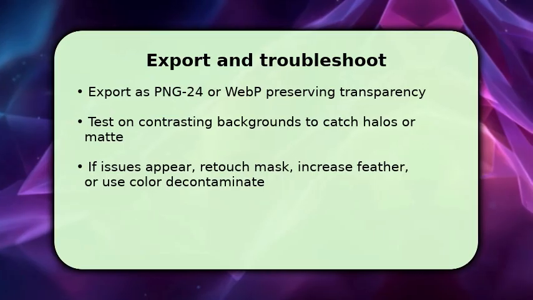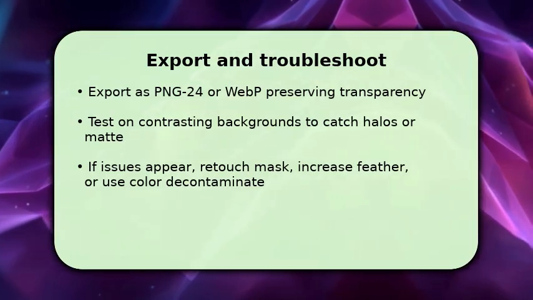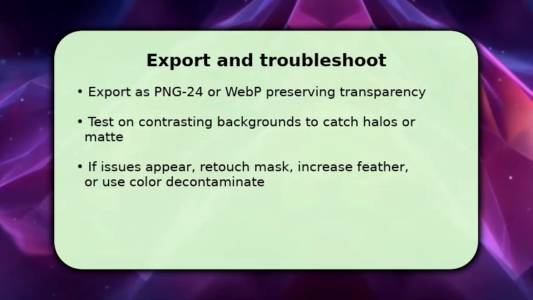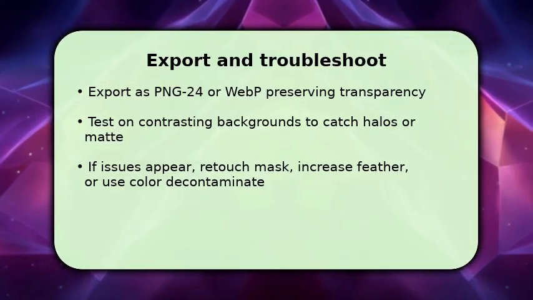If you see fringe or color mats, reopen the mask, use edge decontamination, or paint with a low-opacity brush to sample nearby colors. If artifacts persist, slightly increase feather and refine the selection, then re-export and retest.